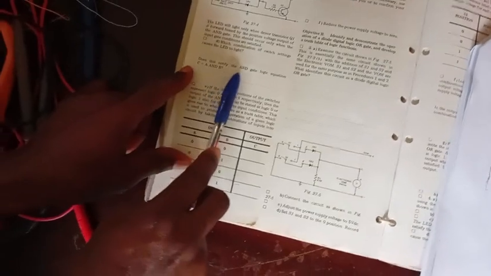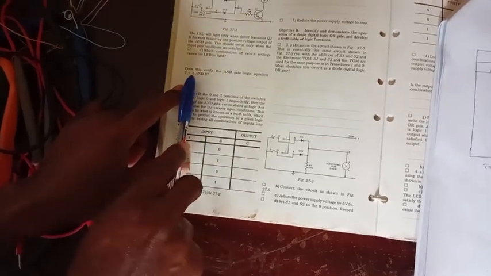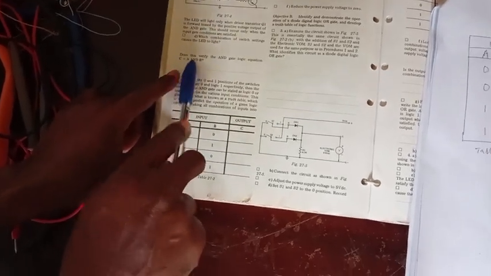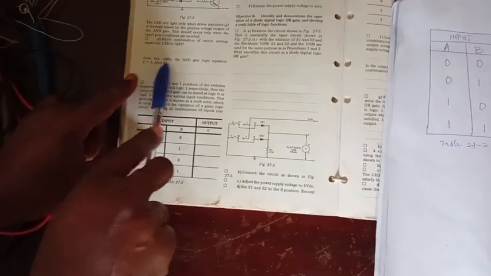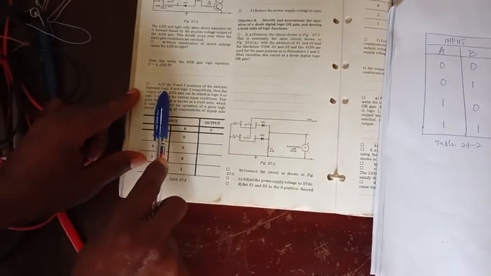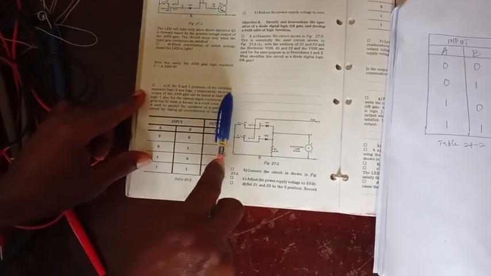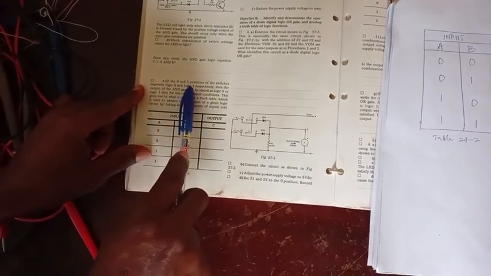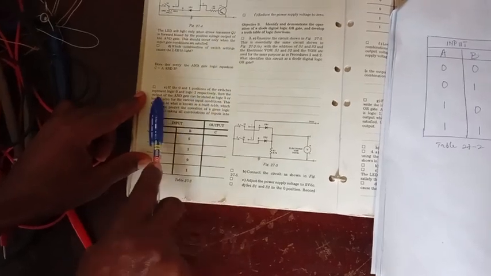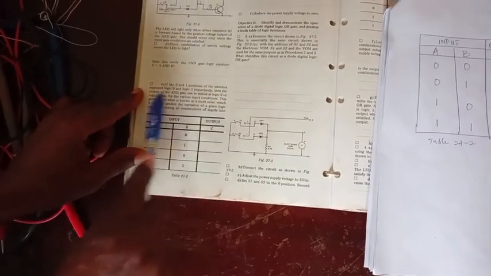Does this verify the AND gate logic equation C equal to A and B? Yes, it has verified that. It's only when we have input at A and at B that we have an output. If we don't have input from either of these, we are not going to have an output. If the 0 and 1 positions of the switches represent logic 0 and 1 respectively, then the output of the AND gate can be stated as logic 0 or logic 1.